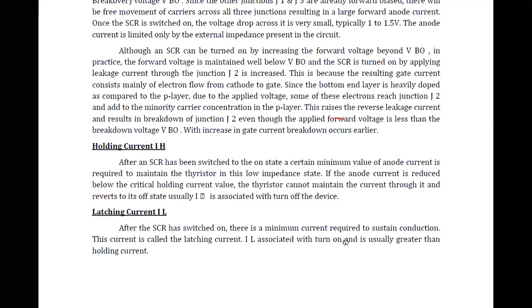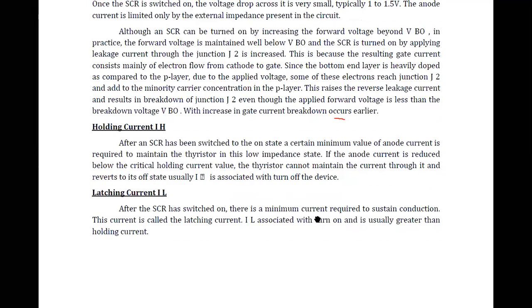So try to remember these two definitions. One is holding current, another is the latching current. What is holding current? It's the minimum current to maintain the SCR in the on state. What is the latching current? It is the minimum current required for an SCR to be in the conduction region, and always the latching current is greater than the holding current. Just remember these two definitions.